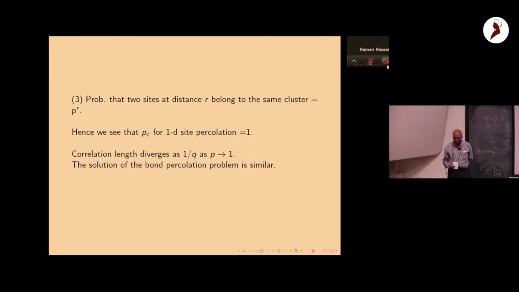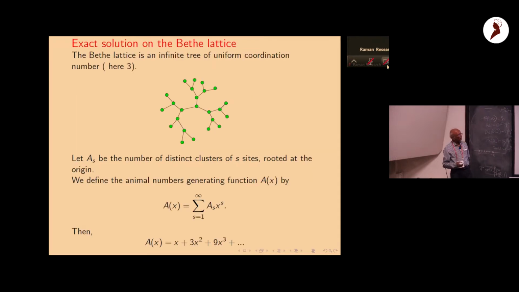The solution to the bond percolation problem is similar. We will not do it here. It's easy. Okay, so now 5 minutes. And in 5 minutes, I want to solve the problem on some other graph other than the line, which was very trivial. It is also trivial, but a little bit less trivial. So that is the point.